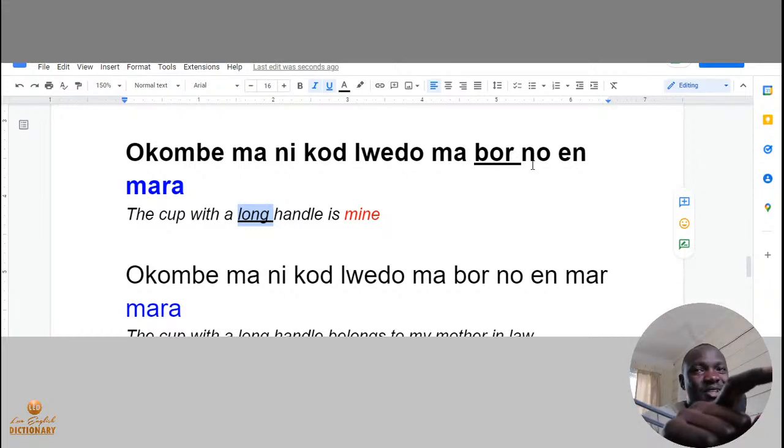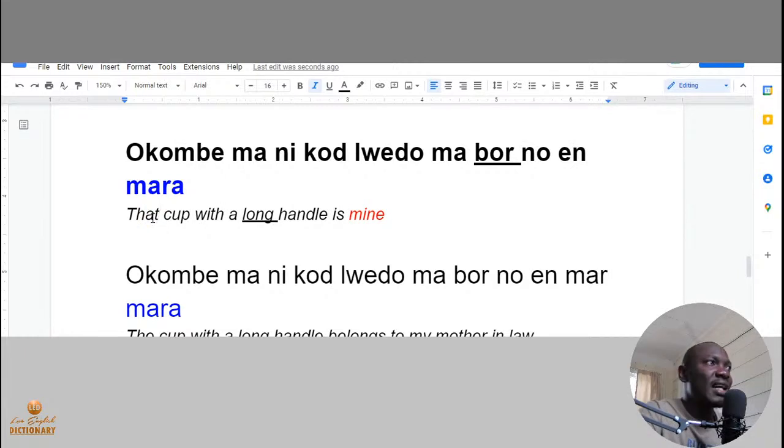That. You see where that is coming in instead of "the"? En mara, it is mine. That cup. It should be that cup, not the cup. That cup with a long handle is mine. Okombe manikod luedo mabor no. En mara.